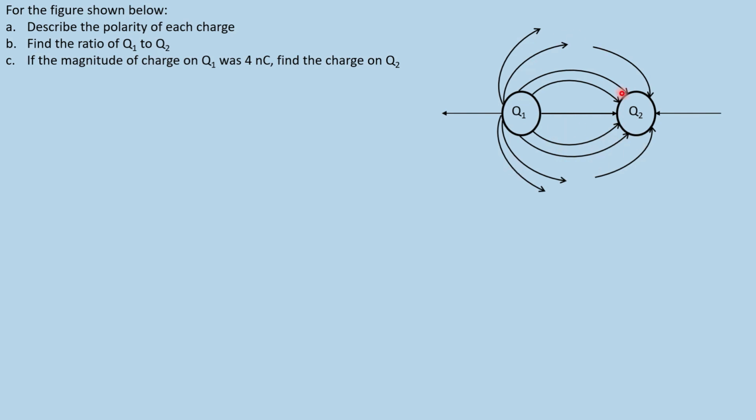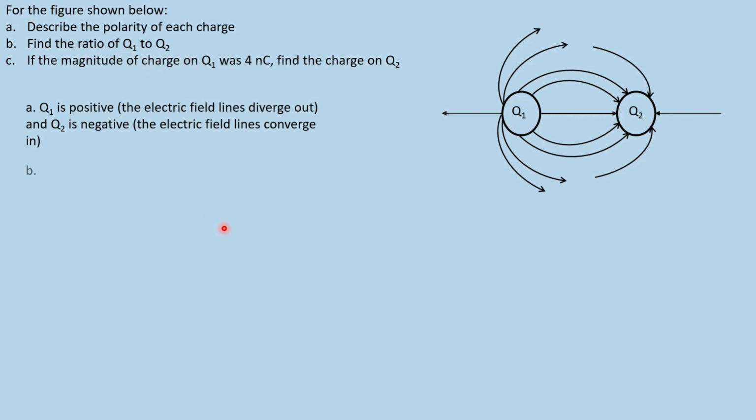For this system, from the shape of the electric field lines, we conclude that we have two unlike charges, since the electric field lines add up between both charges. For part A, describe the polarity of each charge. If you take a look at Q1, you will see that the electric field lines are diverging out of Q1. They are pointing away from Q1, so Q1 is positive. For Q2, the lines are going into or converging towards Q2, so Q2 is negative.